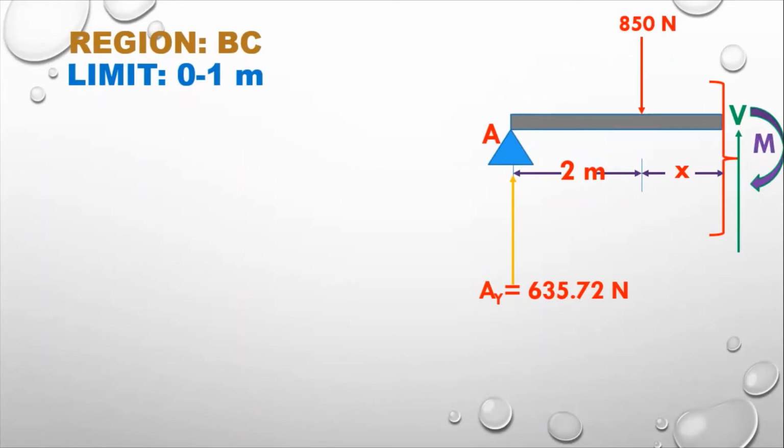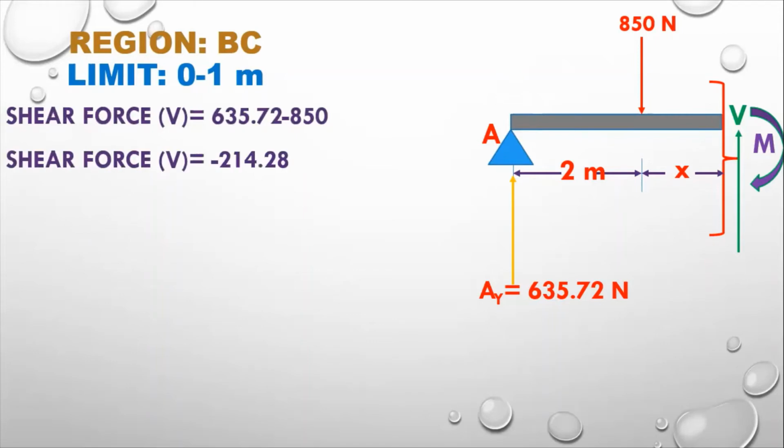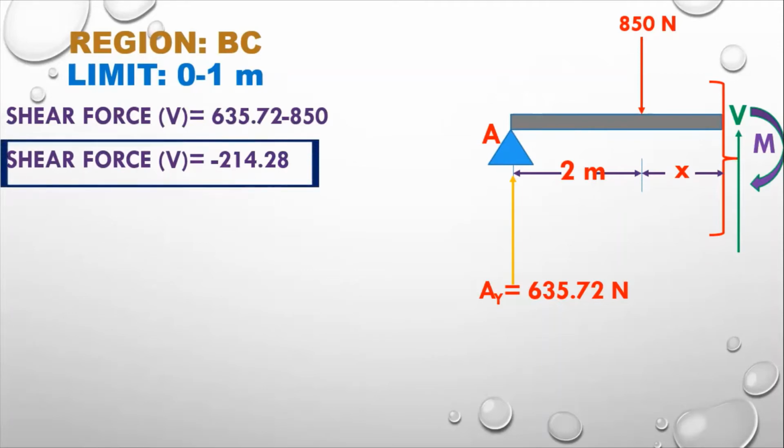You can see there are only two vertical forces, so we sum up 635.72 positive minus 850 Newton. So 635.72 minus 850, the answer will be minus 214.28, because the minus is with 850. So this will be the equation of the shear force, and this will remain constant for x equals 0 and x equals 1, because there is no x in this equation.